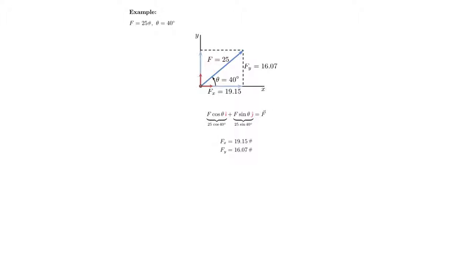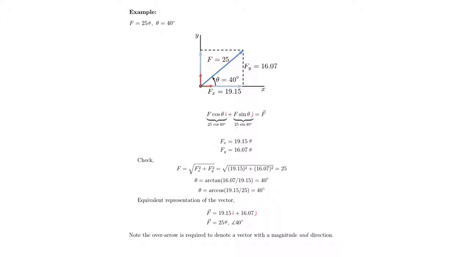We can further check this by using Pythagoras' theorem to compute the length of the hypotenuse from its adjacent and opposite components. The components fx and fy can also be used to compute the angle using either arctangent or arccosine to confirm that theta is indeed 40 degrees as we initially specified.